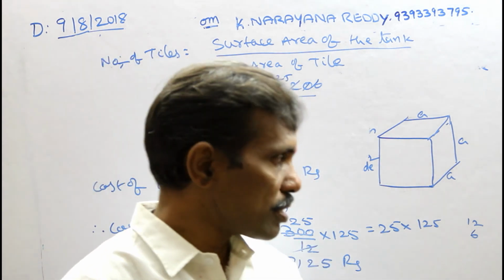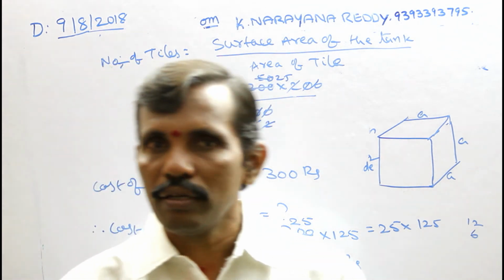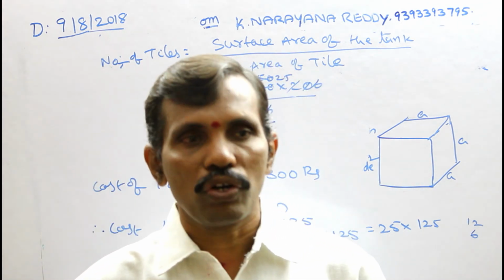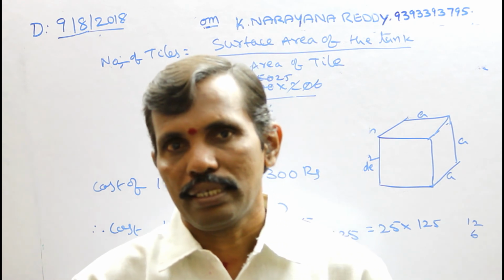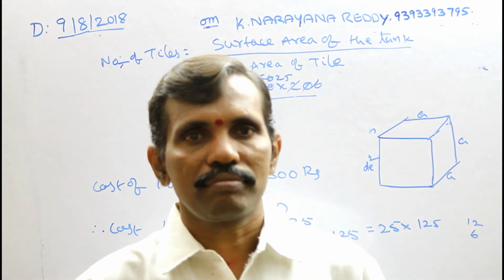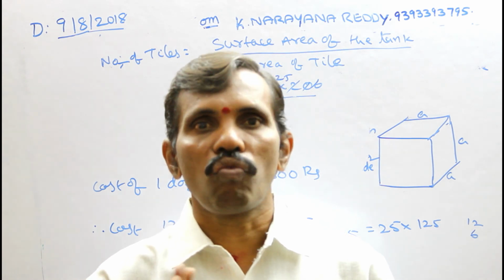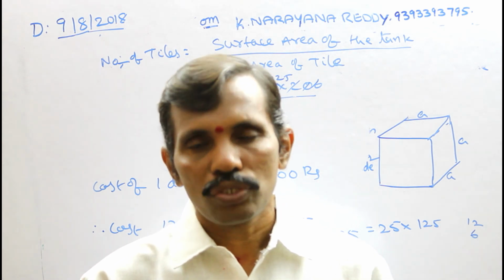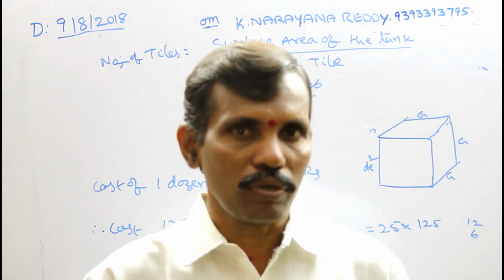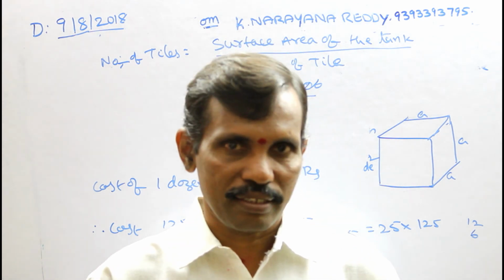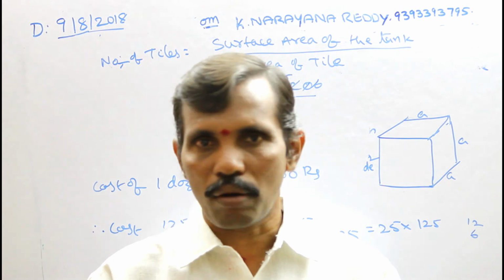Okay, dear friends, this is about cuboid and cube. Here we want to know about formulas: surface area, lateral surface area, volume, diagonals. To know about this, we want to know about formulas. Whenever you know formulas, you can do the problems easily.